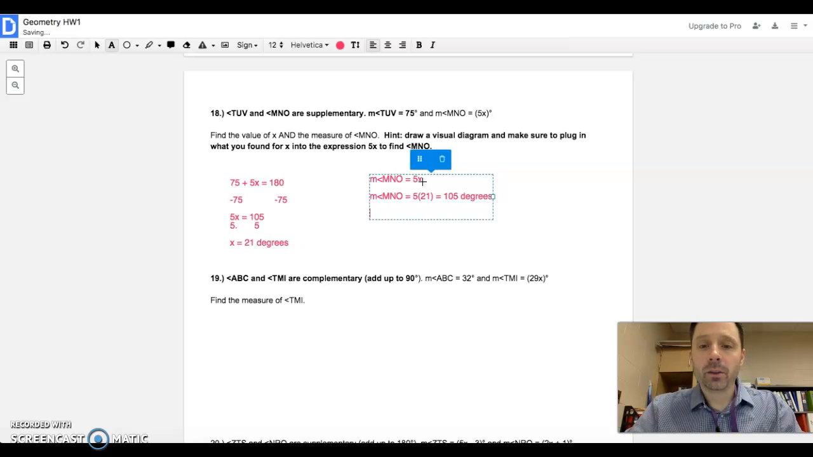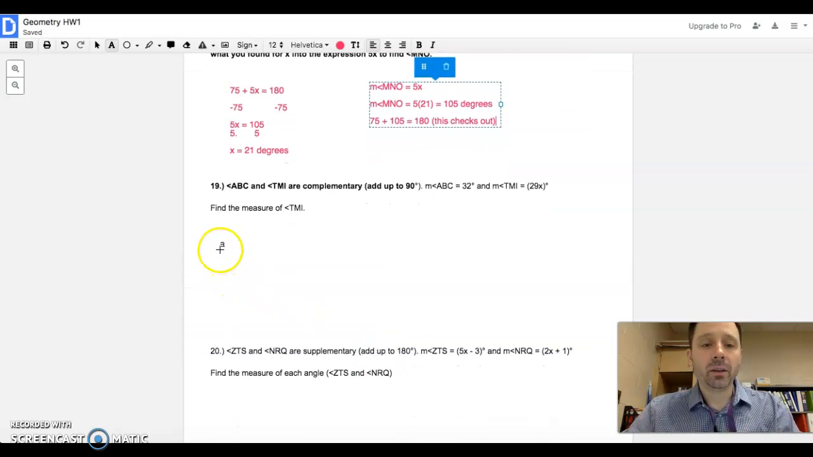So the original angles should add up to 180. So we knew 75. Okay, now we have the 105. And that adds up to 180. So this checks out.